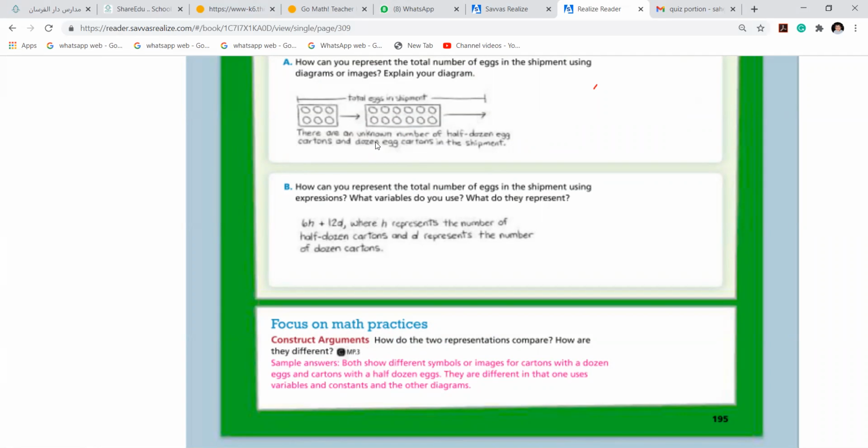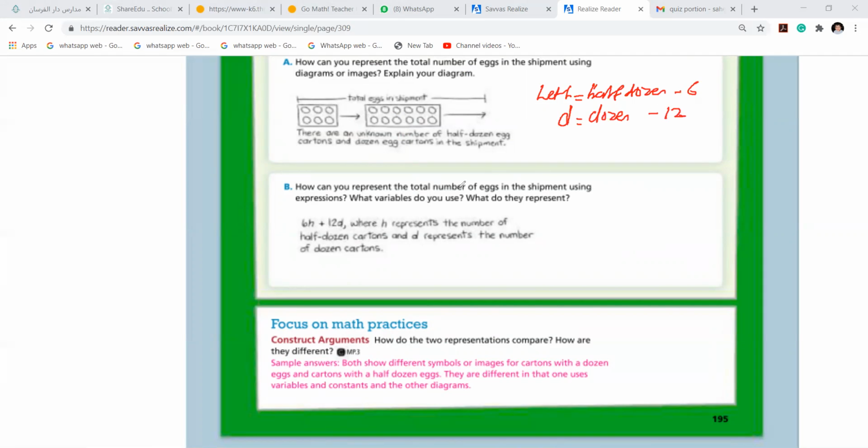Here, for the unknown half dozen, they put H, and for full dozen, you can put anything, girls. I'm not saying that you need to put only H. But in the beginning, I will say, let H equal half dozen, and let D be, you can even take F for full, the dozen. This one is 6 and this one is 12.